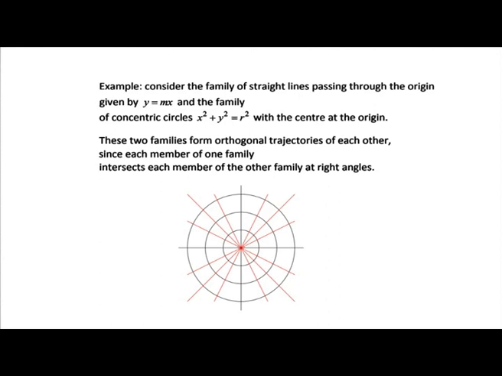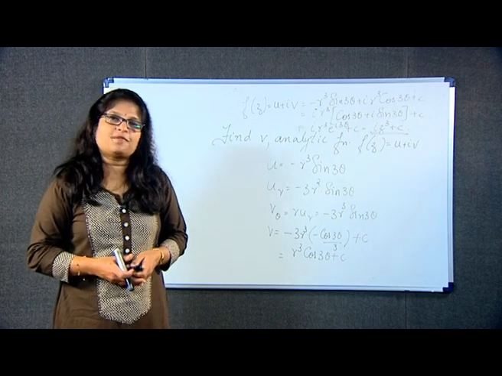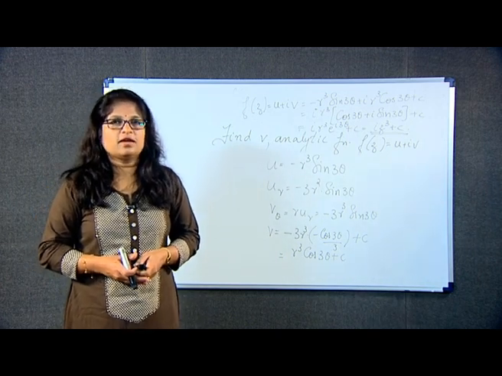So, these two families form orthogonal trajectories of each other, since each member of one family intersects each member of the other family at right angles. So, this is an example which will give you what orthogonal trajectories are. A family of straight lines y equal to mx, those are the set of straight lines which pass through the origin, and the family of concentric circles x square plus y square is equal to r square forms orthogonal trajectory to each other.